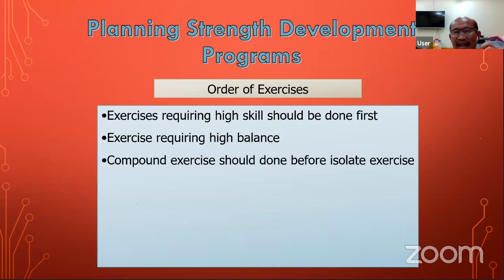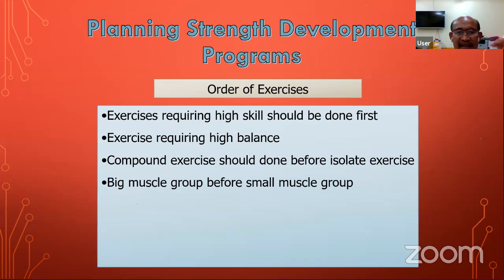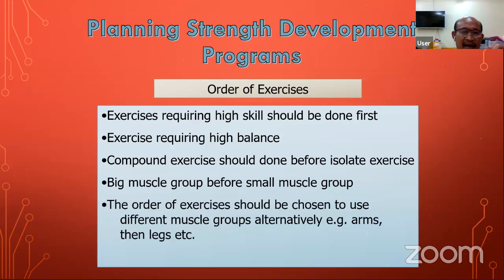Compound exercise should be done before isolate. Many muscle group exercise should be done before one muscle group exercise. Big muscle group before small muscle group. You have to do bench press before you do fly. Bench press is big muscle group, many muscle group, and fly is getting smaller. So you have to do a big muscle group before small muscle group in the strength training.